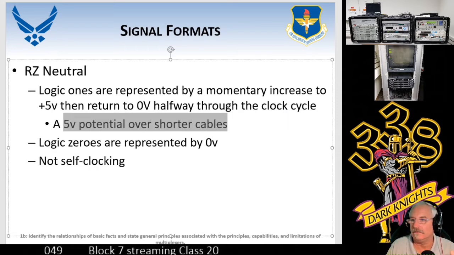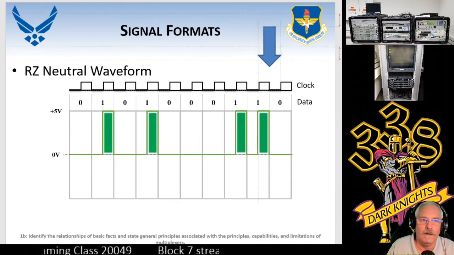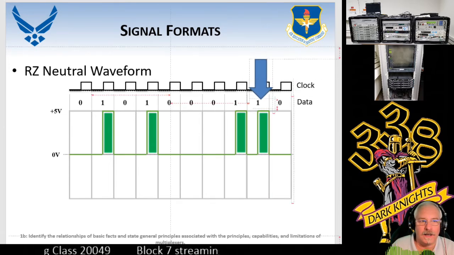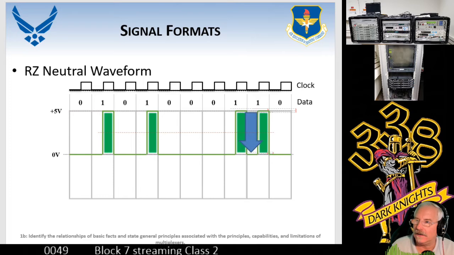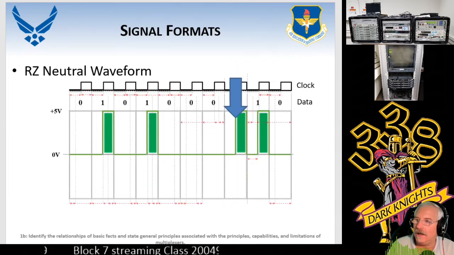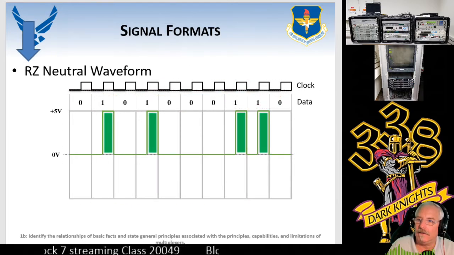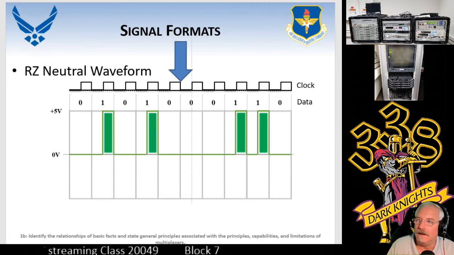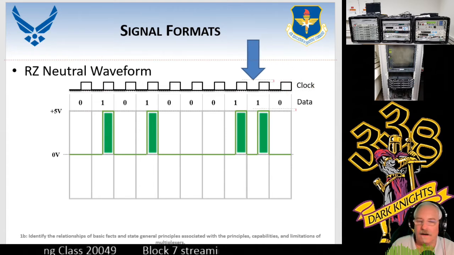Short cable runs. Same thing as neutral, or excuse me, NRZ, neutral and polar, just a tad bit different on polar. Neutral, pretty much the same thing, except for when you look at the ones, halfway through the clock cycle, it's going to return to 0. Here's another data of 1, halfway through the clock cycle. It's going to return to 0. Get it? Return to 0. But you can see why this is not self-clocking, because it doesn't look anything like our clock cycle, does it?